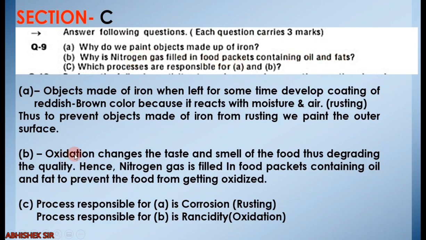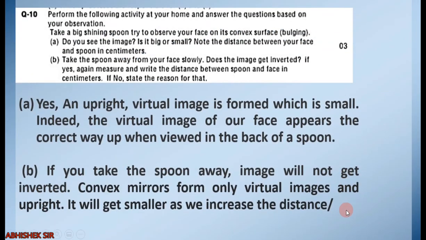Second question is, why is nitrogen gas filled in food packets containing oil and fat? See, oxidation changes the taste and smell of food which specially contain proteins or fat. So what will happen? It will degrade the quality of the food. Hence, nitrogen gas is filled in food packets containing oil and fat to prevent the food from getting oxidized, right? Because no one will buy a degraded quality food. The process responsible for A is corrosion, especially rusting, and for B it is rancidity, which is nothing but an oxidation process. Moving on to question number 10.